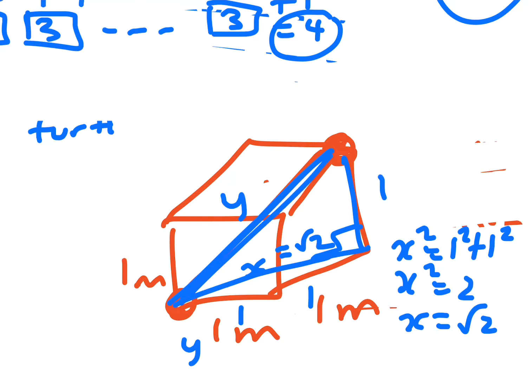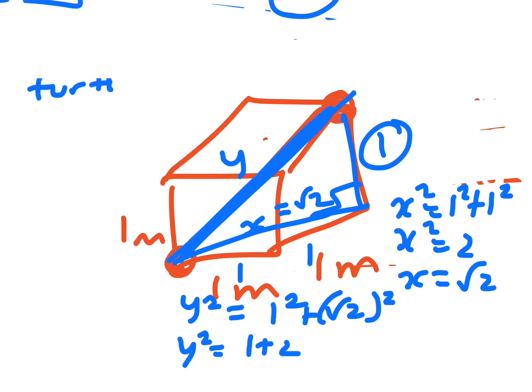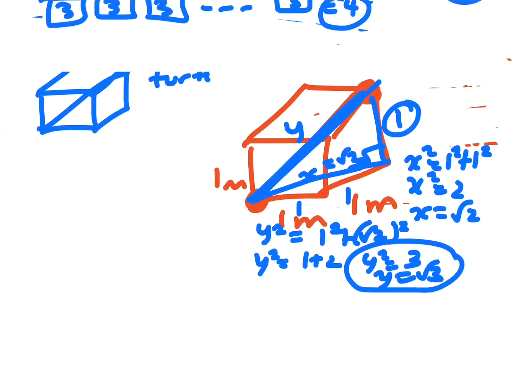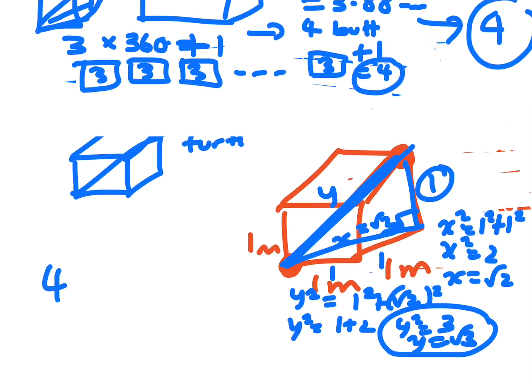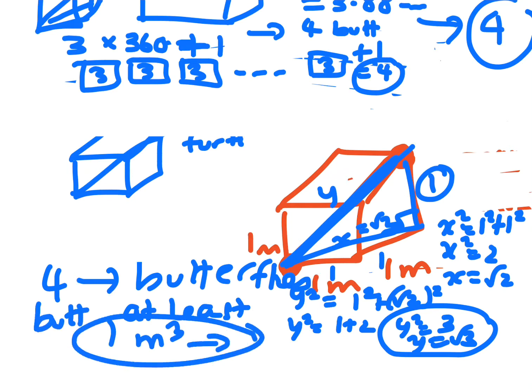So now to get y, because that diagonal there would be the furthest it would be apart, it'll be 1 squared, that 1 squared, plus √2 squared, which will equal, y squared will equal 1 plus 2, so y squared will equal 3. So √3 meters apart in any 1 cubic meter. And we can be guaranteed that there are 4 butterflies in at least one of the cubic meters. So in at least one of these meter cubes, there'd be 4 butterflies, and the furthest distance they'd be apart would be √3.